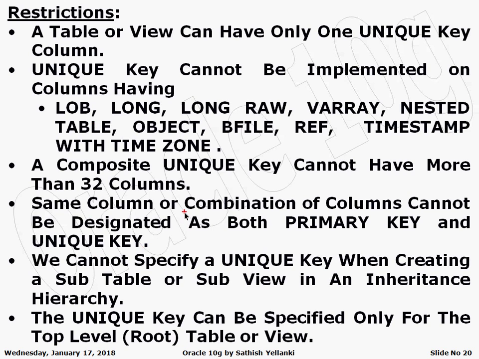The same column or combination of columns cannot be together primary key and unique at the same time. So a particular column, if it is unique by nature, to the same column by combination, you cannot make it primary. Any one of the two things.